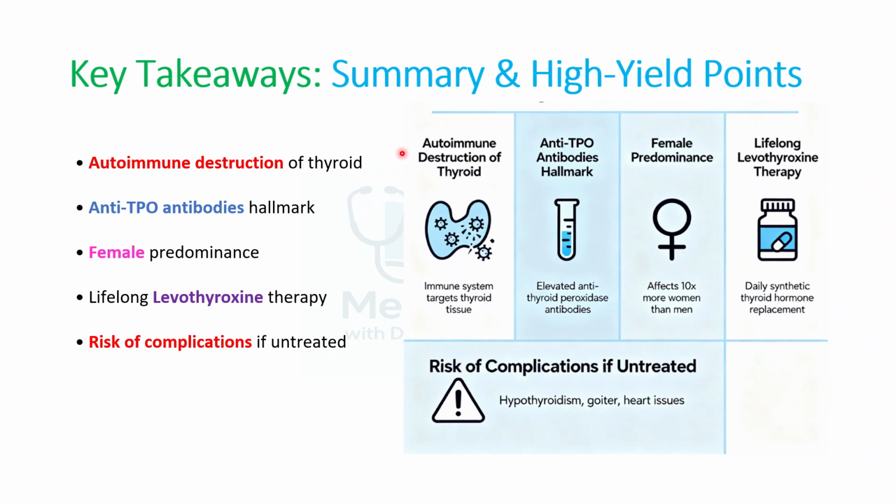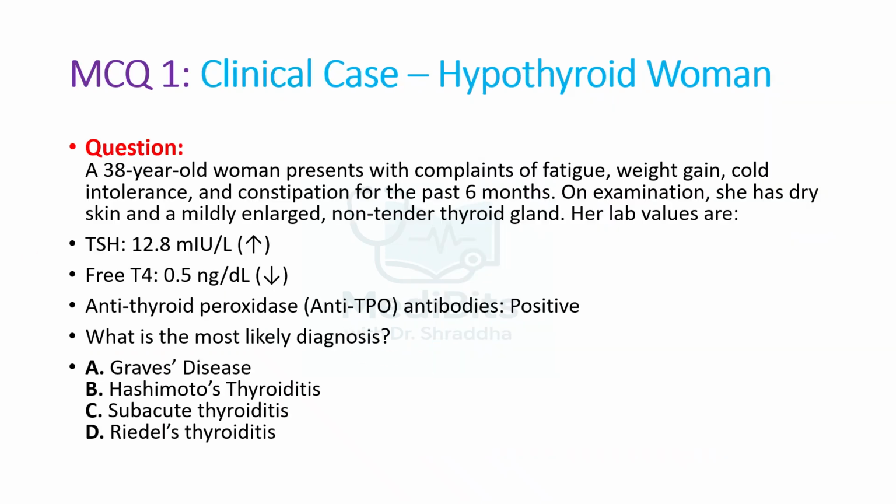To summarize, Hashimoto's is an autoimmune thyroid disease marked by antibody-mediated destruction of the gland. Anti-TPO antibodies are key for diagnosis. It's much more common in women, often presenting in midlife. Early diagnosis and appropriate thyroid hormone replacement can prevent complications and restore quality of life.